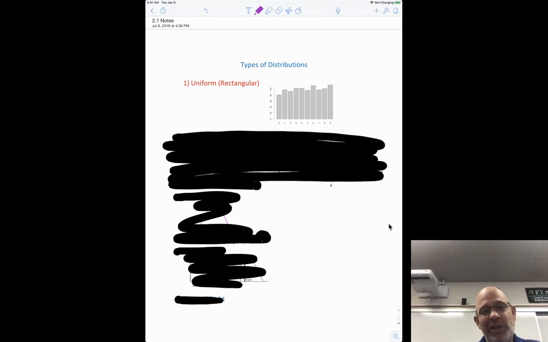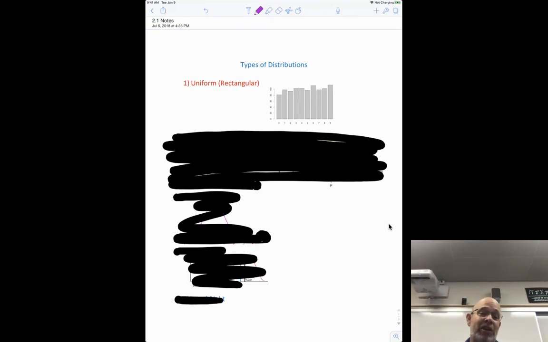We're kind of looking at histograms. This is a typical histogram right here. So we're just talking about words to describe a display. Once you put them together, what does it look like? How do you describe them? So the idea of today's lesson is just to describe these displays.